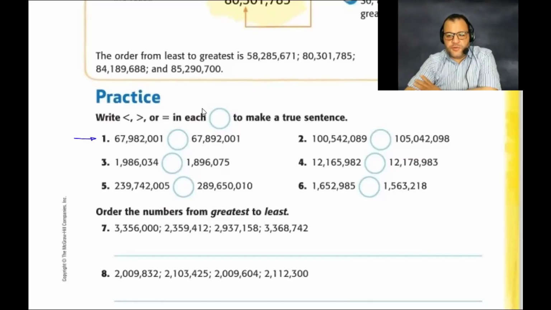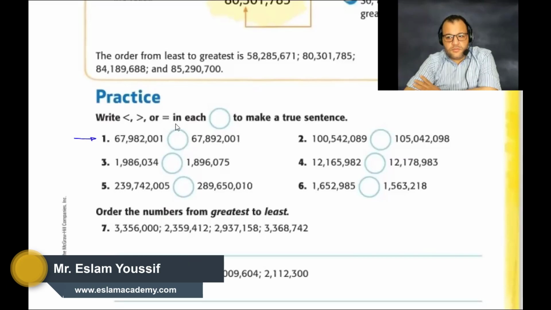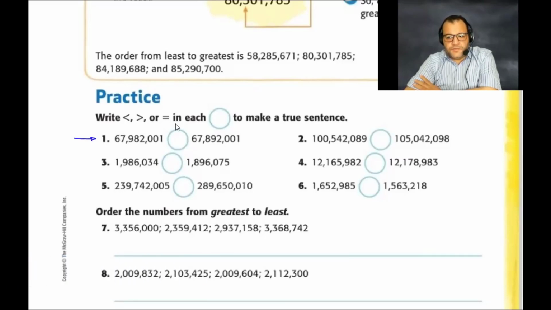Read the number at the first, then compare between them. Can you read the first number? 67,982,001. The other one? 67,892,001. So if you compare between them, it would be smaller than, or greater than, or equal. The left one is bigger. So which sign? Sign number one, two, or three? Number two. That's greater than.